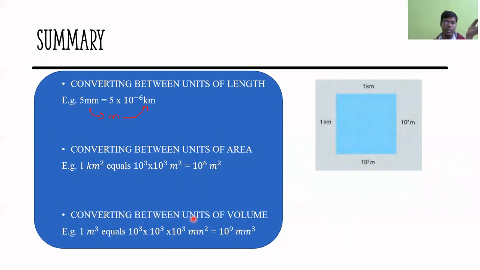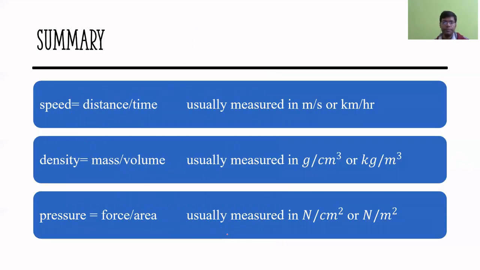And then we have converted the units of volume. So 1 meter cube is equal to 10 power 9 millimeter cube. Again here, 1 meter is equal to 10 power 3 millimeter. So here it is cube. This is millimeter cube. So this is 10 power 9 millimeter cube.